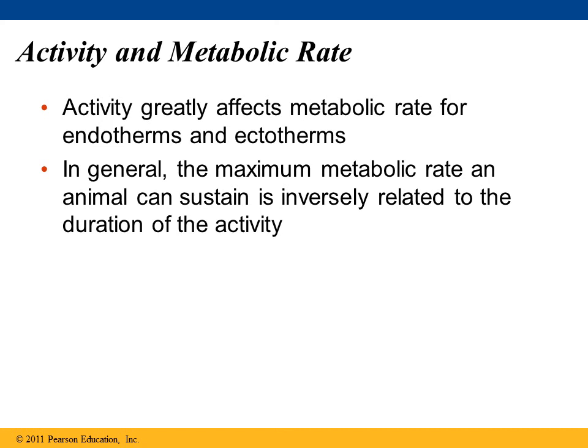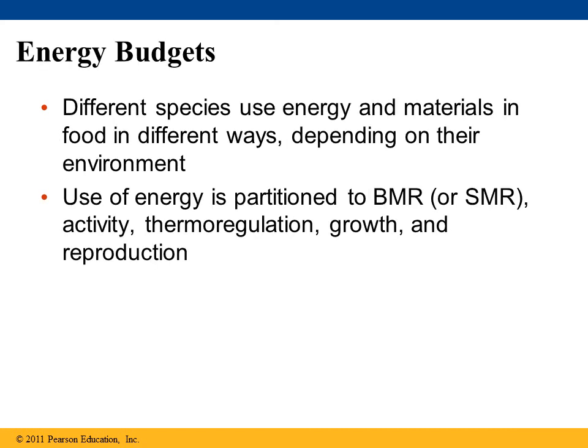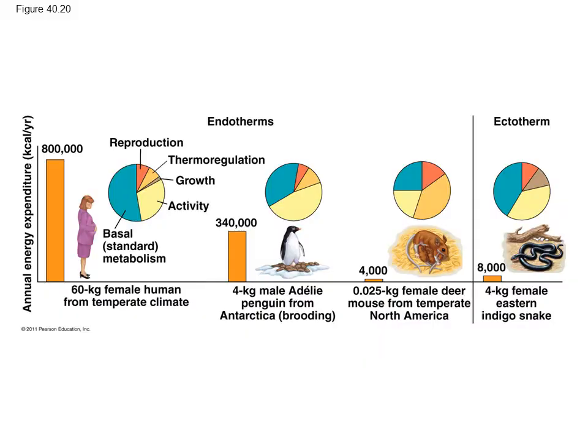Activity greatly affects metabolic rate for endotherms and ectotherms. In general, the maximum metabolic rate an animal can sustain is inversely related to the duration of the activity. Now, different species use energy and materials in food in different ways depending on their environment. The use of energy is divided into use for BMR, or SMR if you're an ectotherm, activities, thermoregulation, growth, and reproduction. So these are our energy budgets.